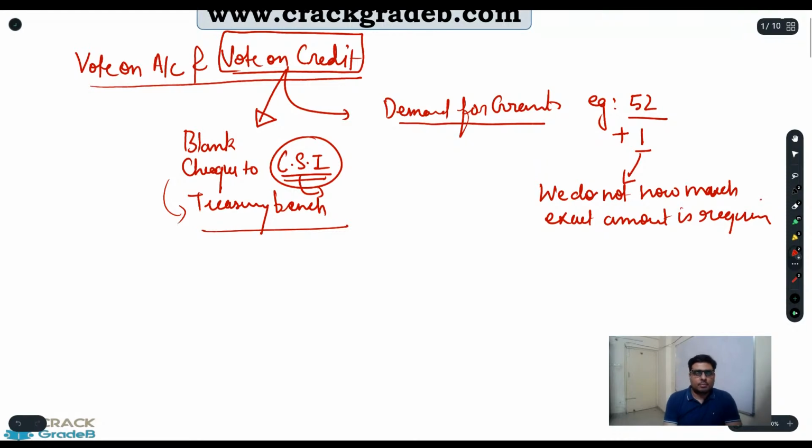So maybe the question can be framed in this way also: which of the following is known as blank check for the government? So you can remember this thing: vote on credit. Because these two terms, when you are studying polity or economy, come one after another, many times students get confused about what is vote on credit and what is vote on account.